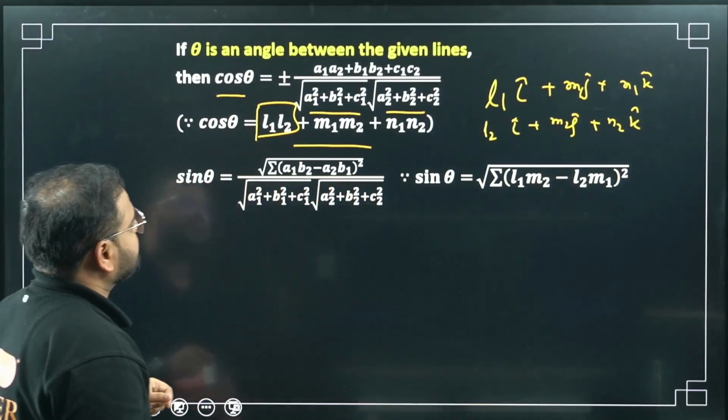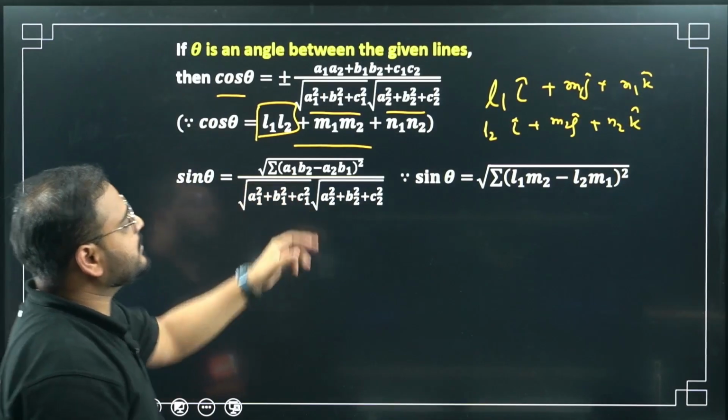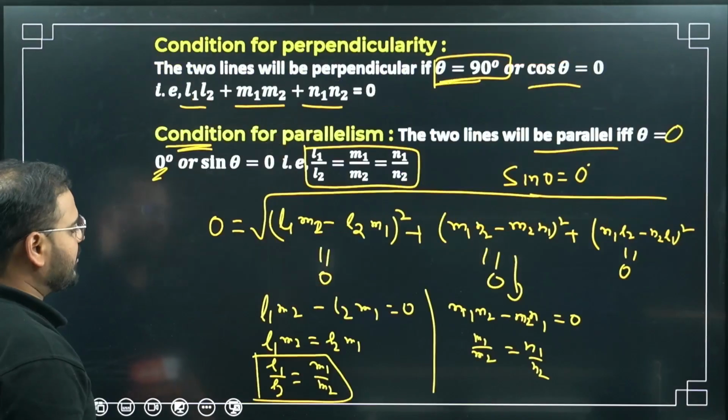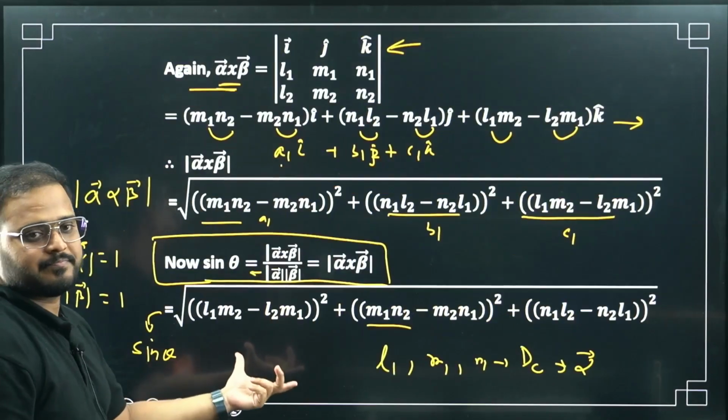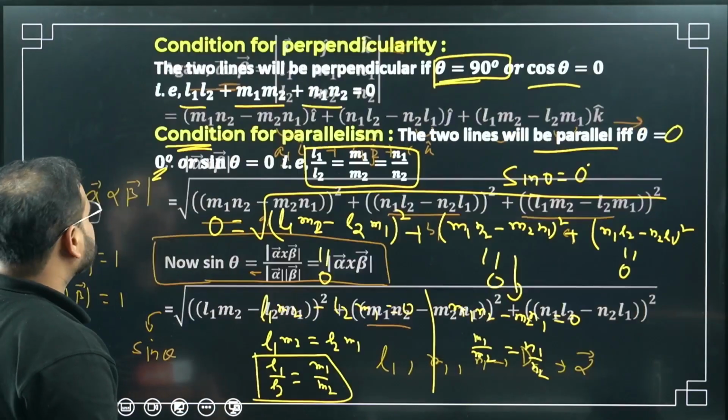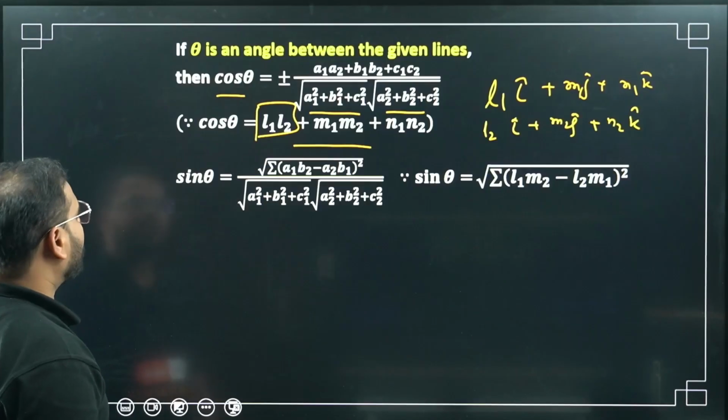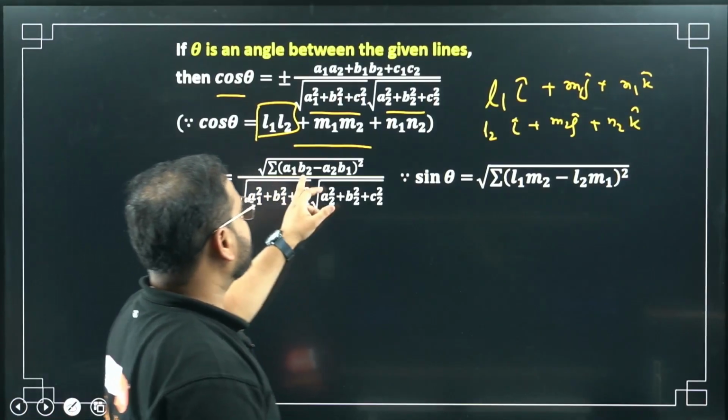Chaliye. For sin theta, this condition will be there. From here, what are we going to get, sir? Please check. From here, okay, this we will use. You're going to get this condition for sin theta: summation of A1 B2, the same thing.